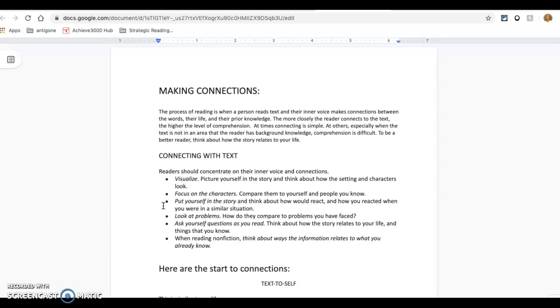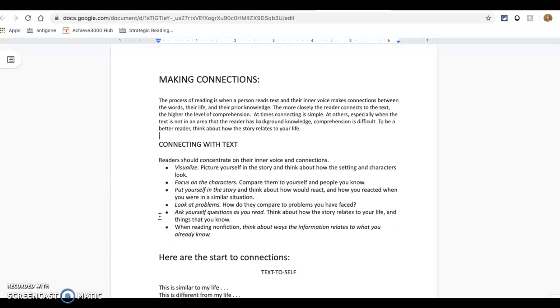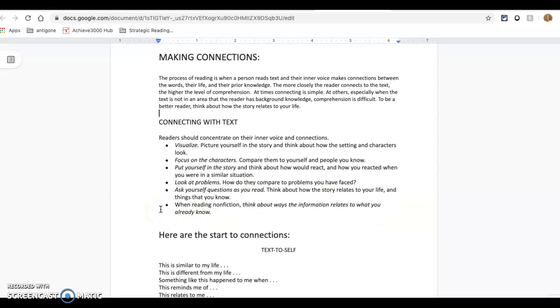Again, I'm going to go back to that asthma topic. If you are reading about asthma and you have it yourself, you've got a front row seat. You know all about it and how you've reacted when you've had an asthma attack. Or if a sibling, or a parent, or someone you know has it, put them in the story. Put them into the textbook piece that you're reading. Look at problems: are they things that you've encountered in the past? Ask yourself questions as you read. We're going to continue with that in the next handout.